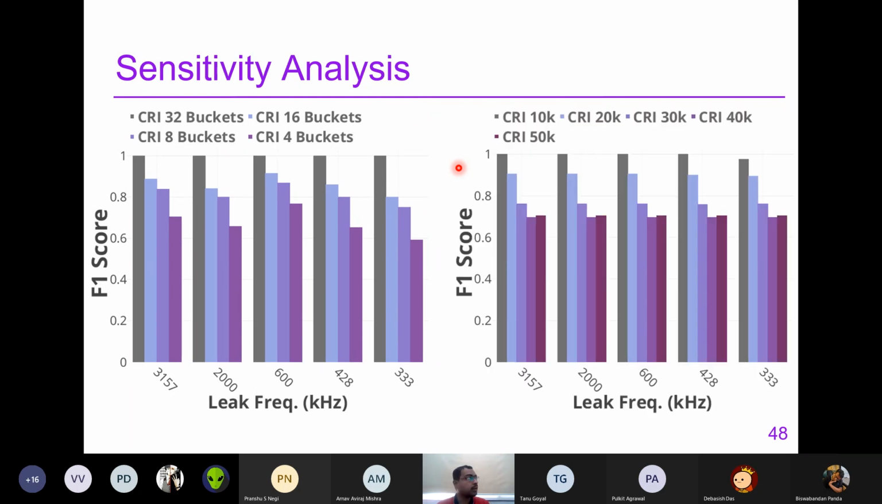The second thing is that they change the timing interval in which they observe these cyclic interference events. The larger the interval, the worse it performs. But if we keep sampling these events at a smaller interval, then it performs well.